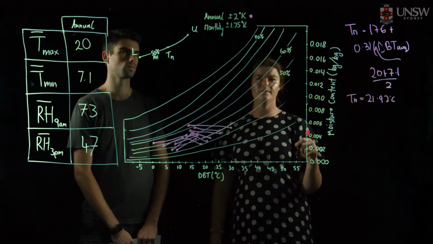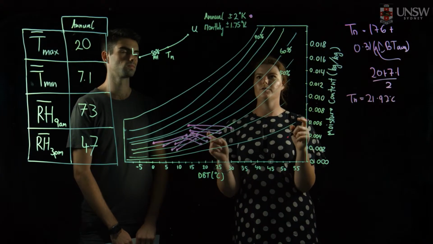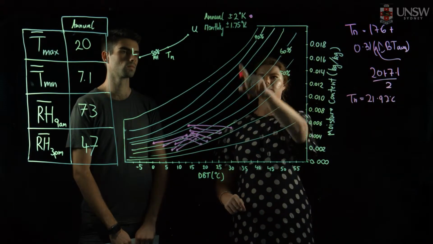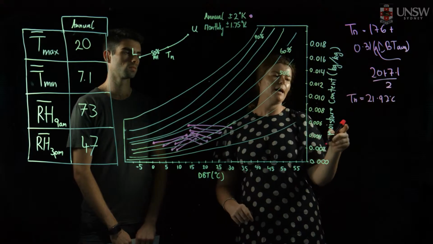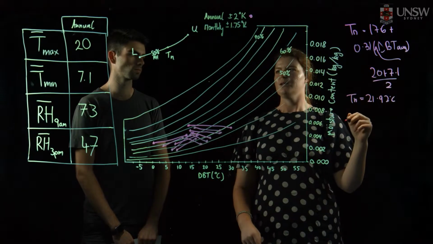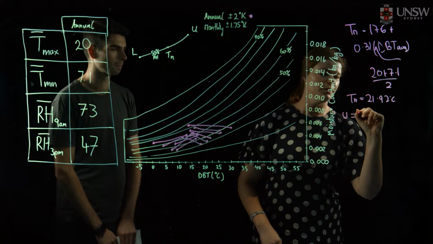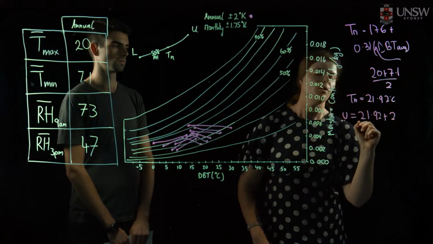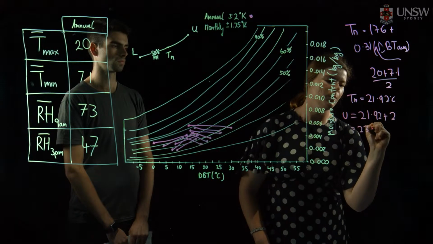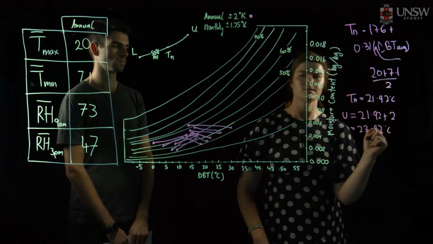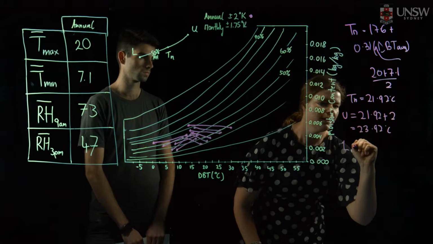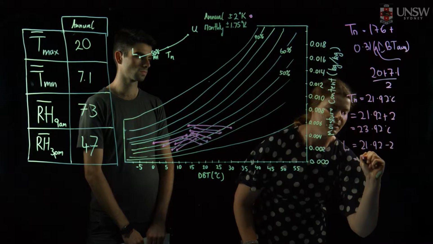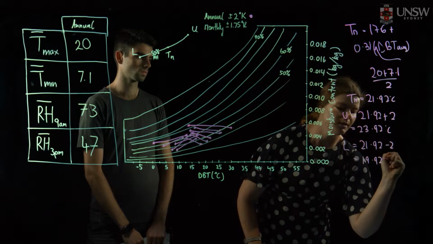So if the question asks for an annual thermal comfort box, you use plus or minus 2, which is what we're going to use. But if it asked you for monthly, you'd use plus or minus 1.75 from this value here. So to find the upper, we do 21.92 plus 2 degrees, which is going to give us 23.92 degrees Celsius. And to find the lower one, we need to do 21.92 minus 2 degrees, which is going to give us 19.92 degrees Celsius.